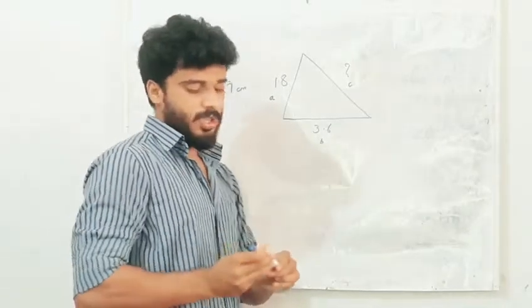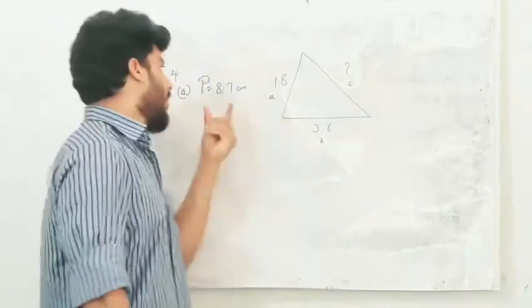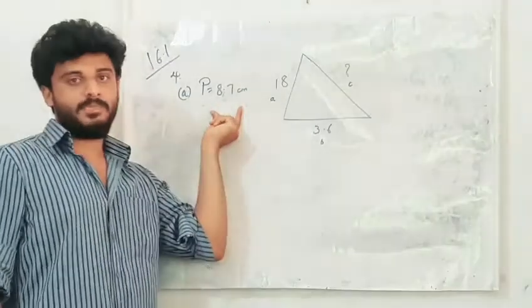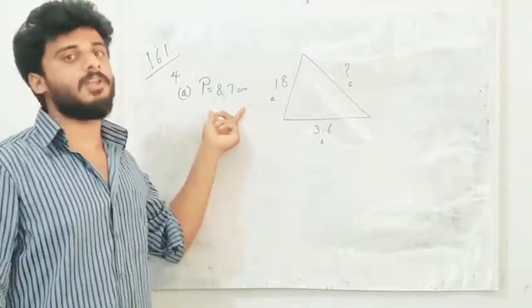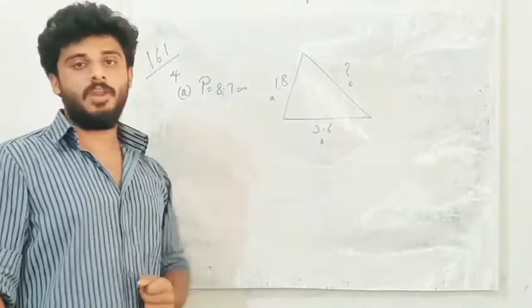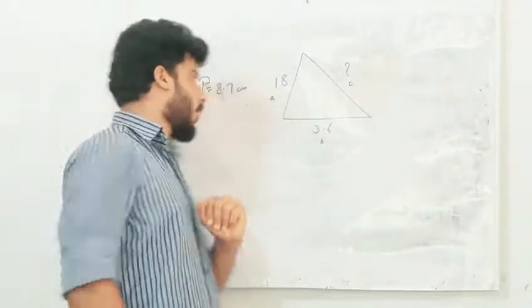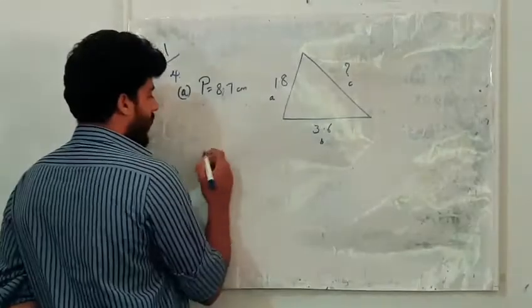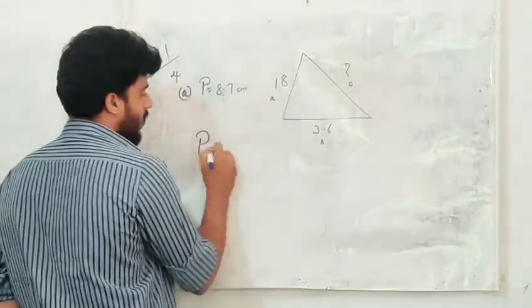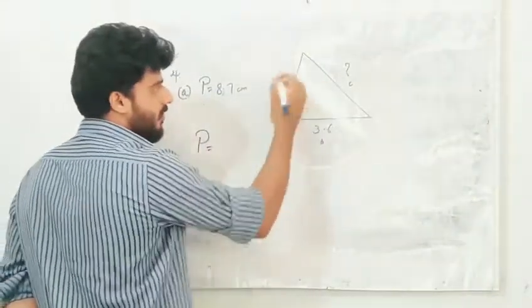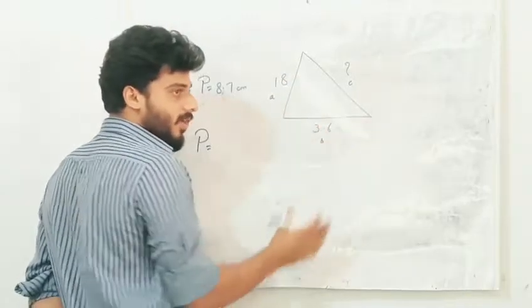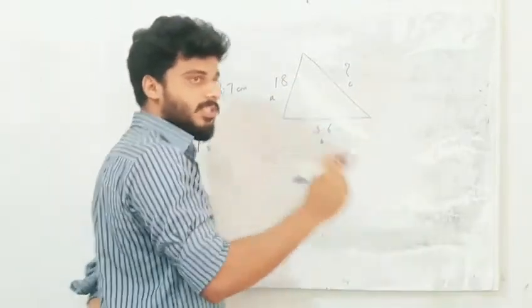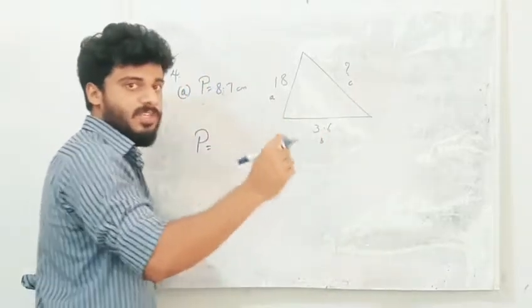So how can we find the value of the third side? We have another piece of information about the perimeter. With the equation of the perimeter, we can find the value of the side C. What is the perimeter? According to our equation, P is equal to the sum of the three sides of a triangle. For a triangle, perimeter is equal to the sum of all the three sides.